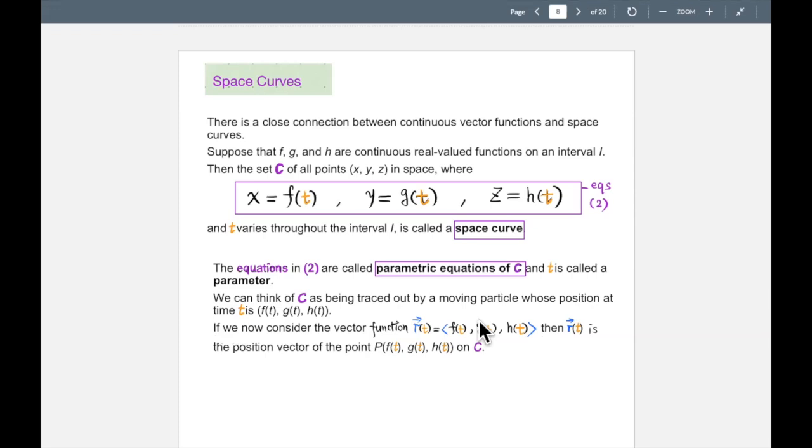So we can think about C as being traced out by a moving particle. You have the point x, y, z, and the position vector from the origin to the point. As this point moves, the vector is going to move. So the tip of this position vector is going to trace out the space curve. For example, if I do it this way, it might be a circle, and if I do it this way, it might be a spiral.